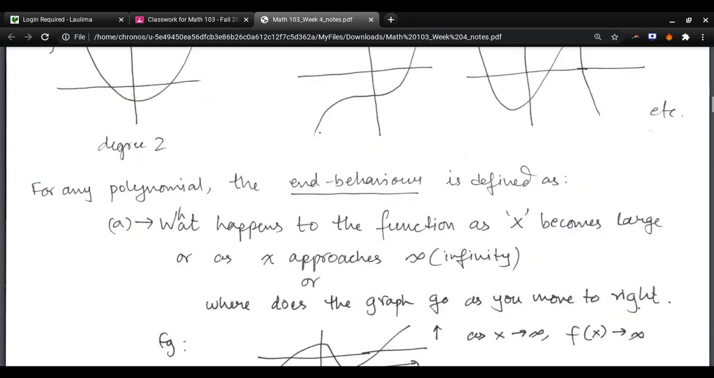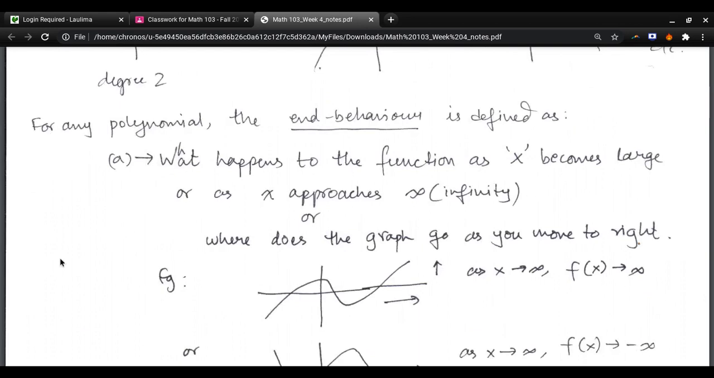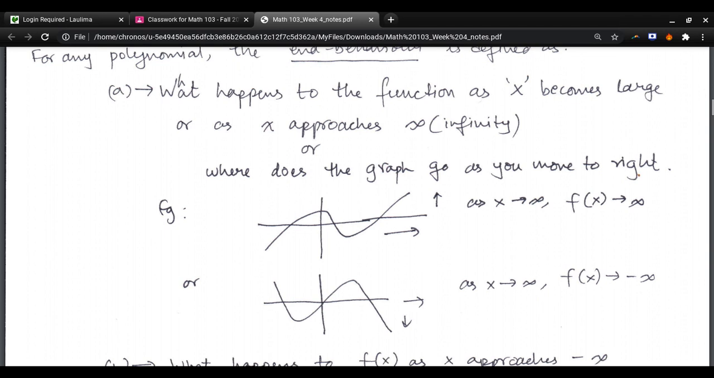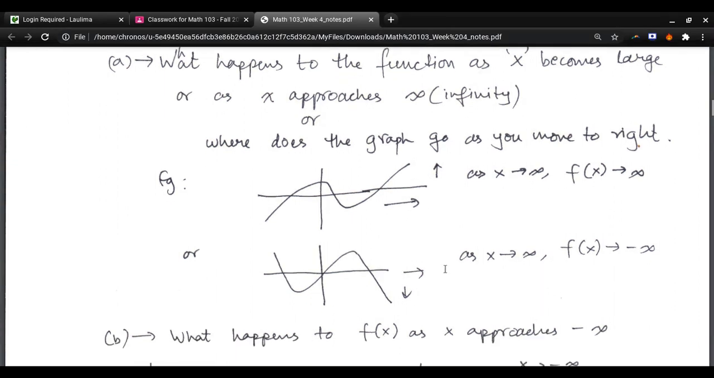Now, how do we define end behavior? Basically, we answer these questions. What happens to the function as x becomes large, or as x approaches infinity? In terms of graph, what we are saying is, where does the graph go, or where does the output go as you move the input in the right direction? So for example, in this graph, the first one, as x goes to infinity, y goes to positive infinity, or f(x) goes to positive infinity. Whereas in the second graph, as x goes to infinity, f(x) goes to negative infinity because it's going downward.